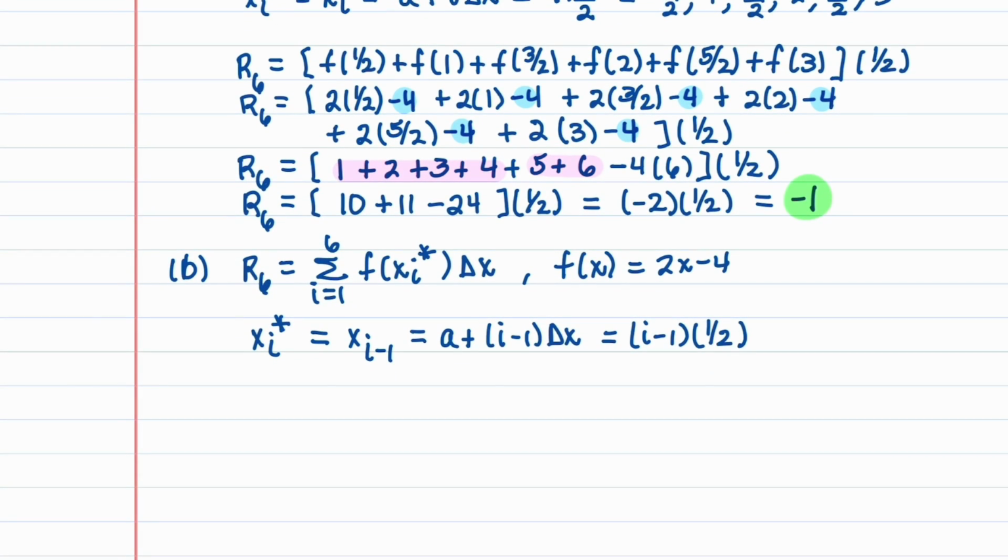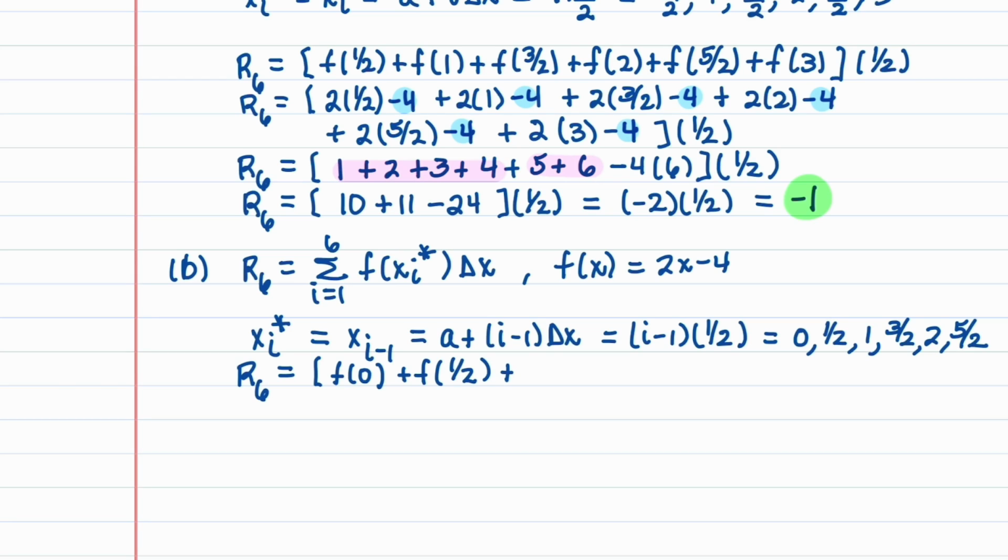Let's now write down what these endpoints are. We're going to start with i is equal to 1, so that gives us 0. And then we have 1/2, 1, 3/2, 2, and 5/2. We'll squish it in there. Now let's write down what R6 is. It is going to be f at 0 plus f at 1/2 plus f at 1 plus f at 3/2. And then we have f at 2. And then lastly, we have f at 5/2. And all of this is multiplied by 1/2.